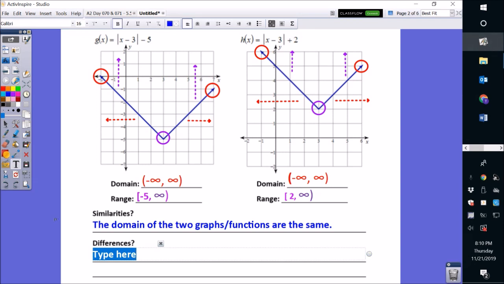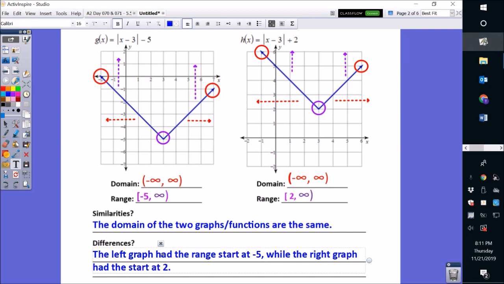So the left graph had the range start at -5, while the right graph had the range start at 2. So that's the difference with the range, even though both of them end with infinity. But let's talk about the range in depth.